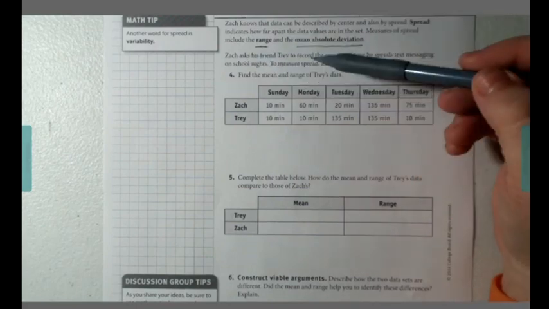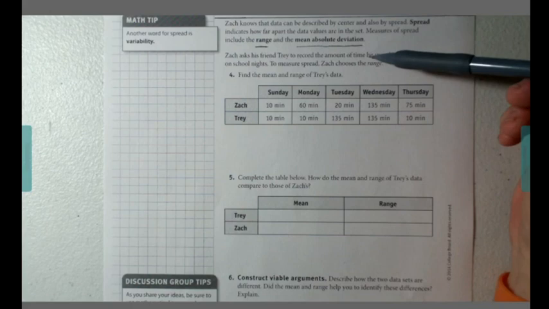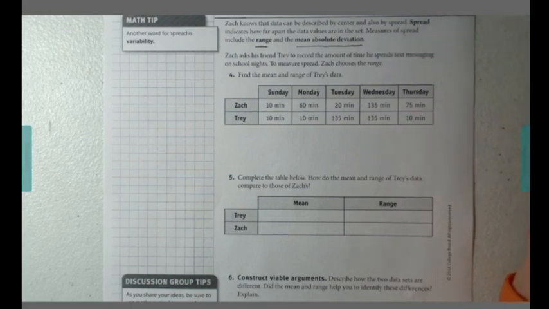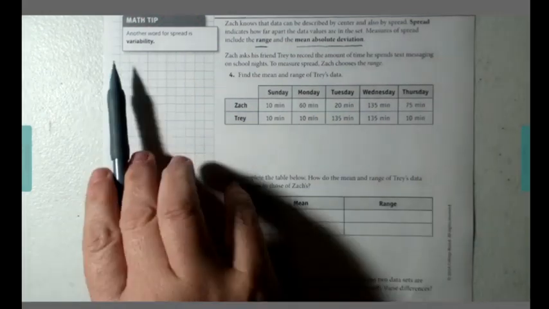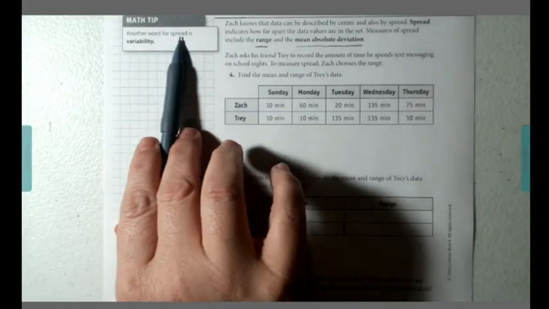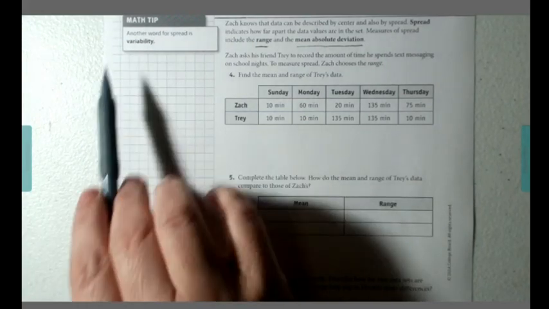Zach asked his friend Trey to record the amount of time he spends text messaging on school nights. To measure spread, Zach chooses the range. It says another word for spread is called variability.